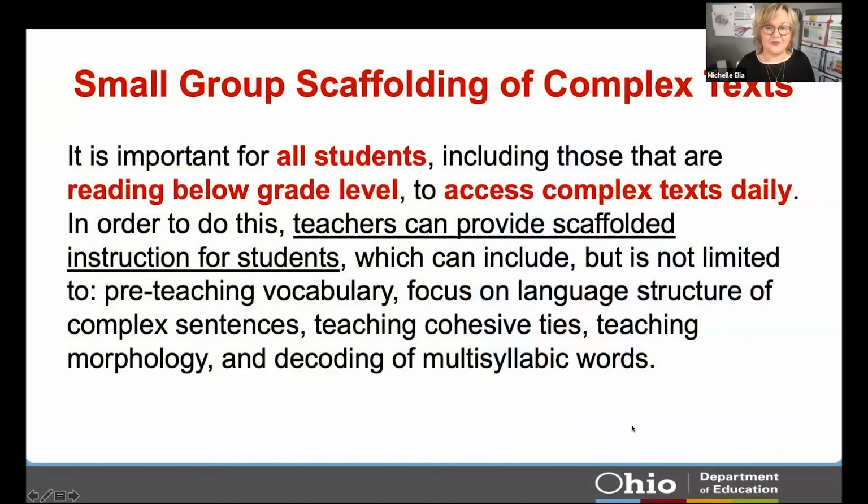Small group scaffolding of complex text. It is important for all students, including those that are reading below grade level, to access complex text daily. In order to do this, teachers can provide scaffolded instruction to students, which can include, but is not limited to, pre-teaching vocabulary, focusing on the language structure of the complex sentences, teaching cohesive ties, teaching morphology, and the decoding of multisyllabic words.